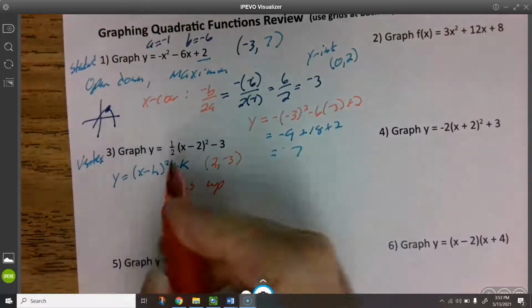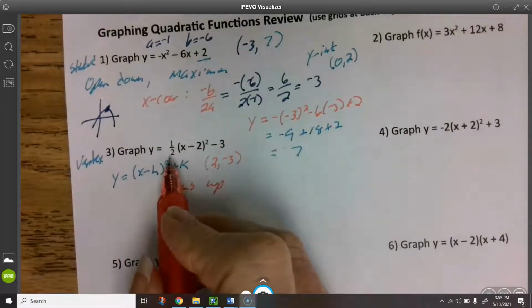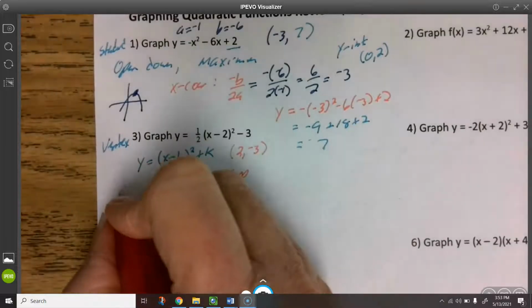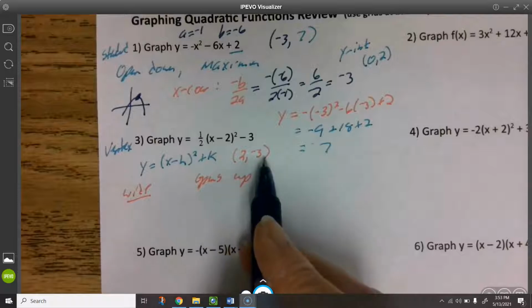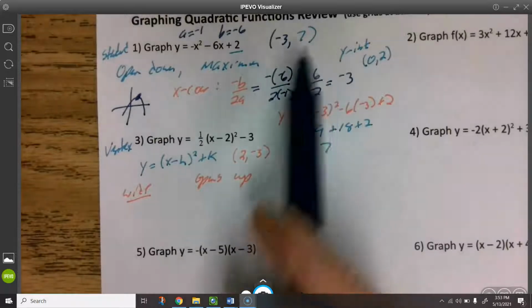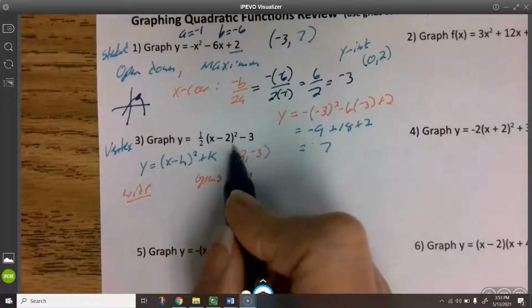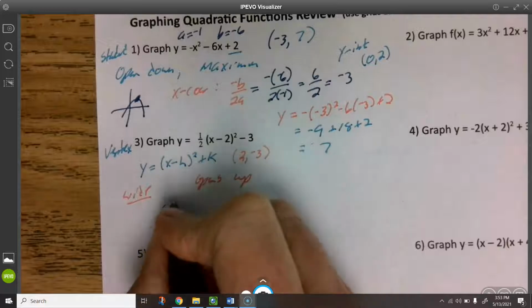Okay? And, oh, we have a. A is 1/2. So if this is a fraction, it's going to be wide. Now, what this also tells us, that's our vertex. So we could just start there, plot the vertex, and then go. But we could also use our shifts. That's what I like to do. So I'm going to do the shifts.